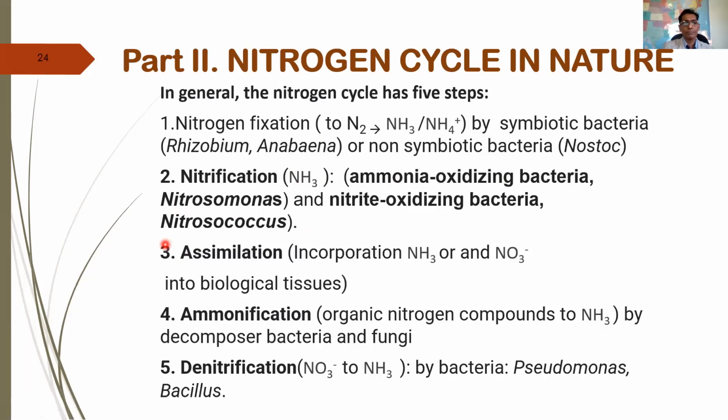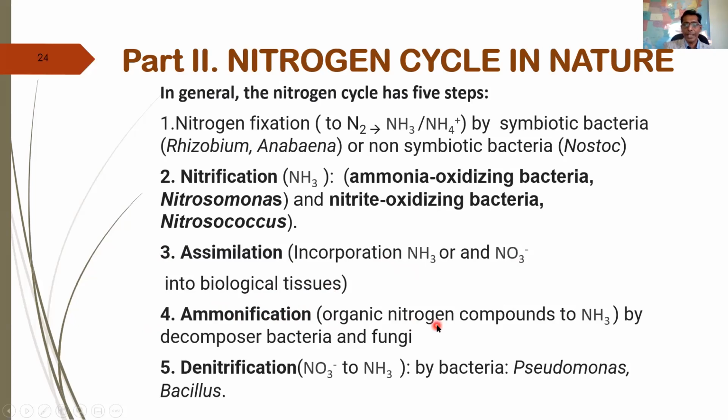The third step of the nitrogen cycle we call assimilation. It's basically the incorporation of ammonium or nitrate into biological tissue, becoming organic nitrogen compounds like amino acids, proteins, nucleotides in our DNA, and so forth.